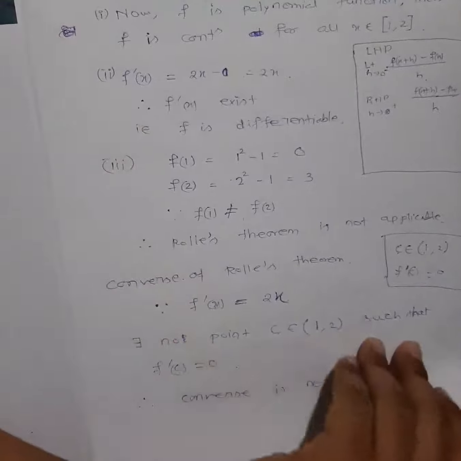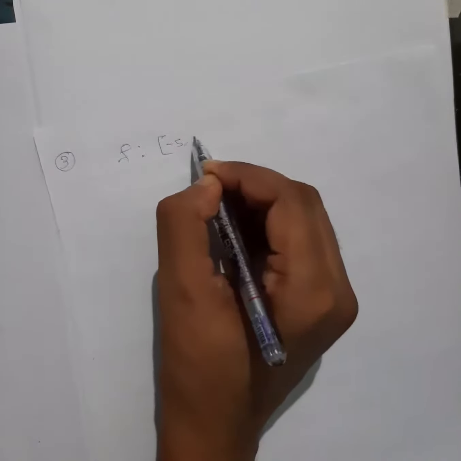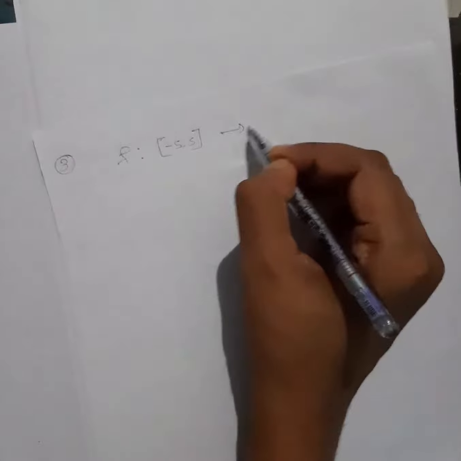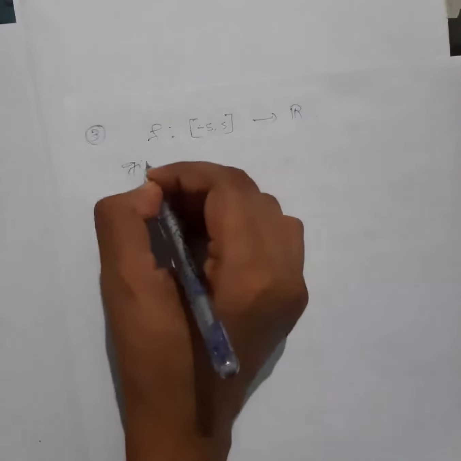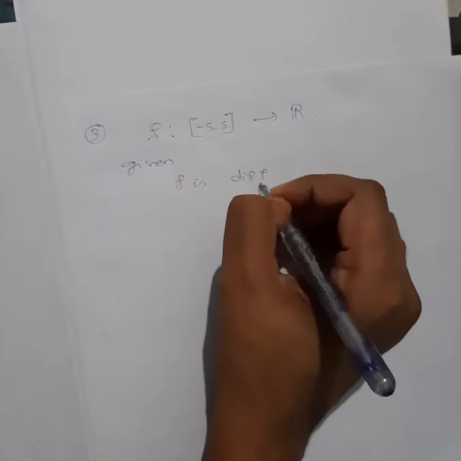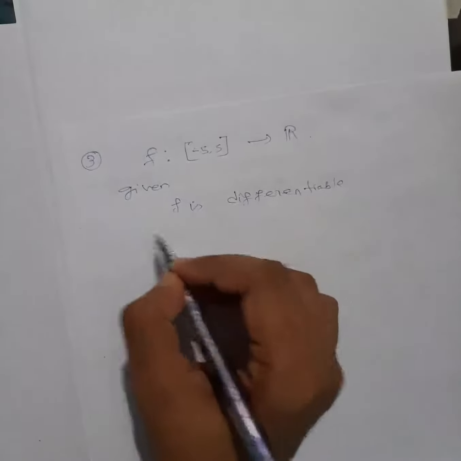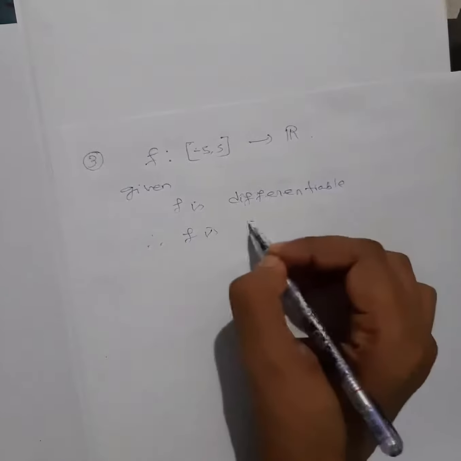Obvious, right? If f dash x is not equal to 0 at any point, what does it mean? See carefully. In this case, what they have said: there is a function, question number 3, defined from the closed interval minus 5 to 5 to the set of real numbers. Now it's given f is differentiable. Now we know that if f is differentiable, it will also be continuous, right? Therefore f is continuous.